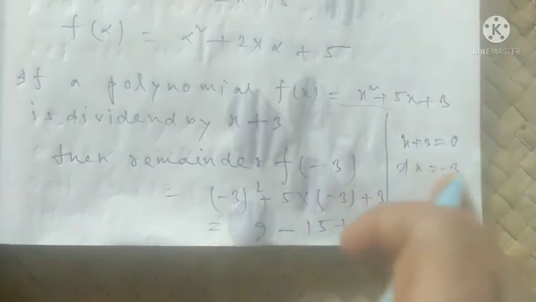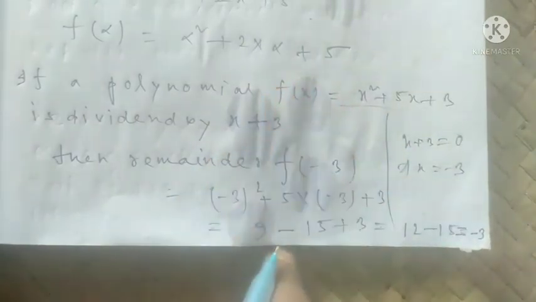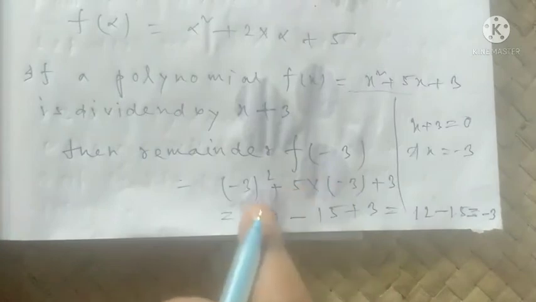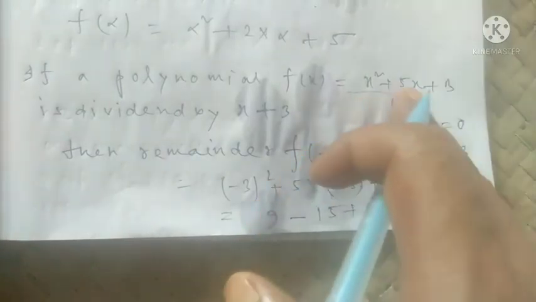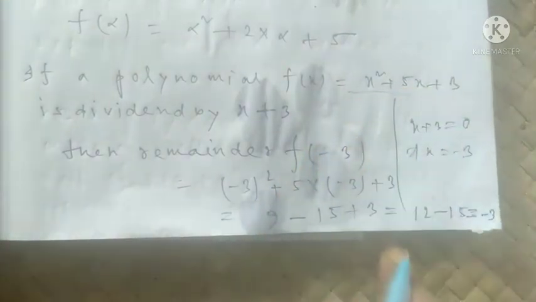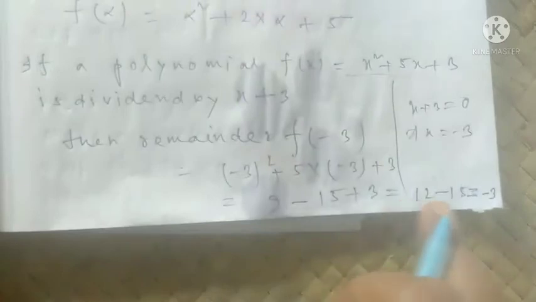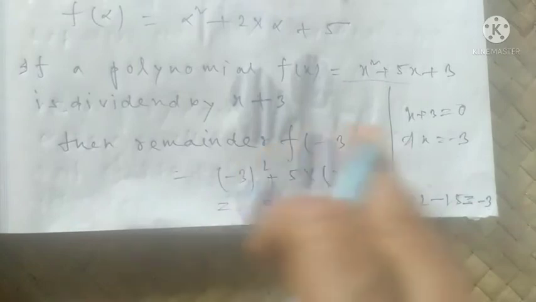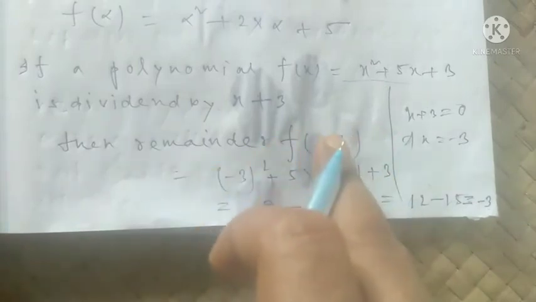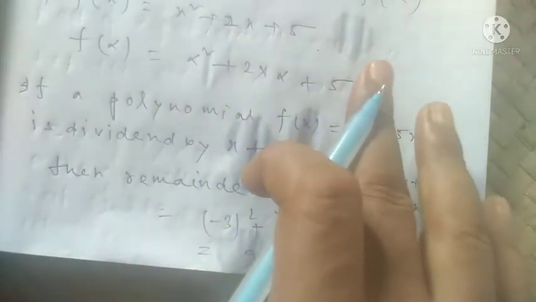After that you have to put x equal to minus 3 in here. So f of minus 3 is equal to minus 3 square plus 5 into minus 3 plus 3. Then you get that your remainder is minus 3. This is the process to find the remainder. So this is the remainder method, the remainder theorem. Clear?